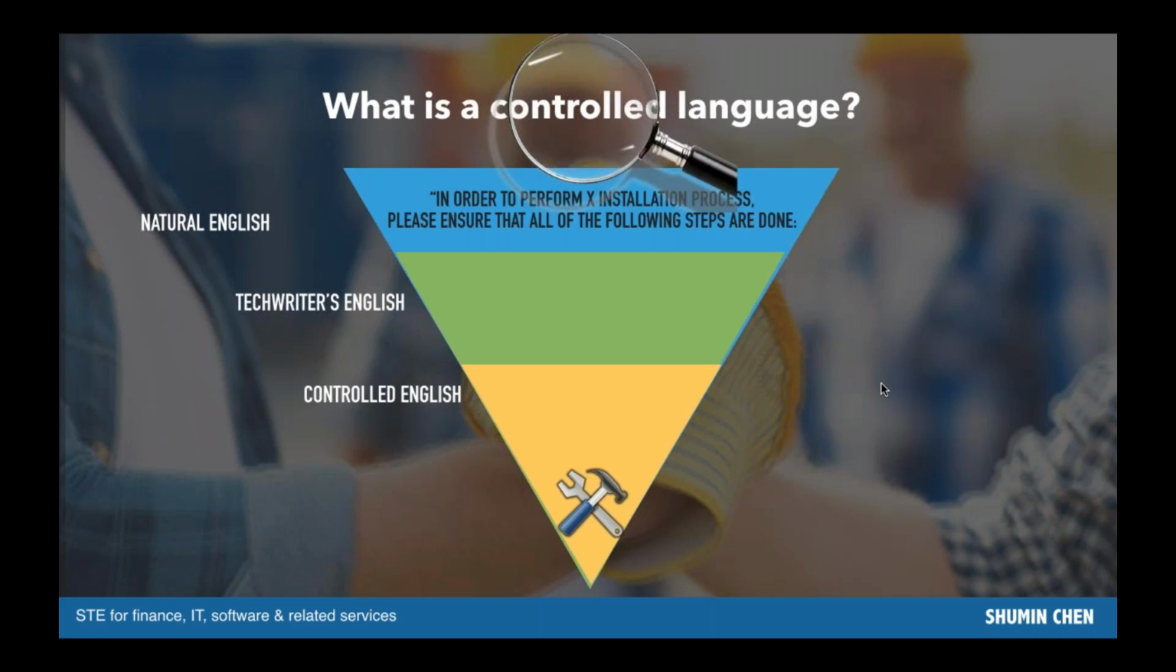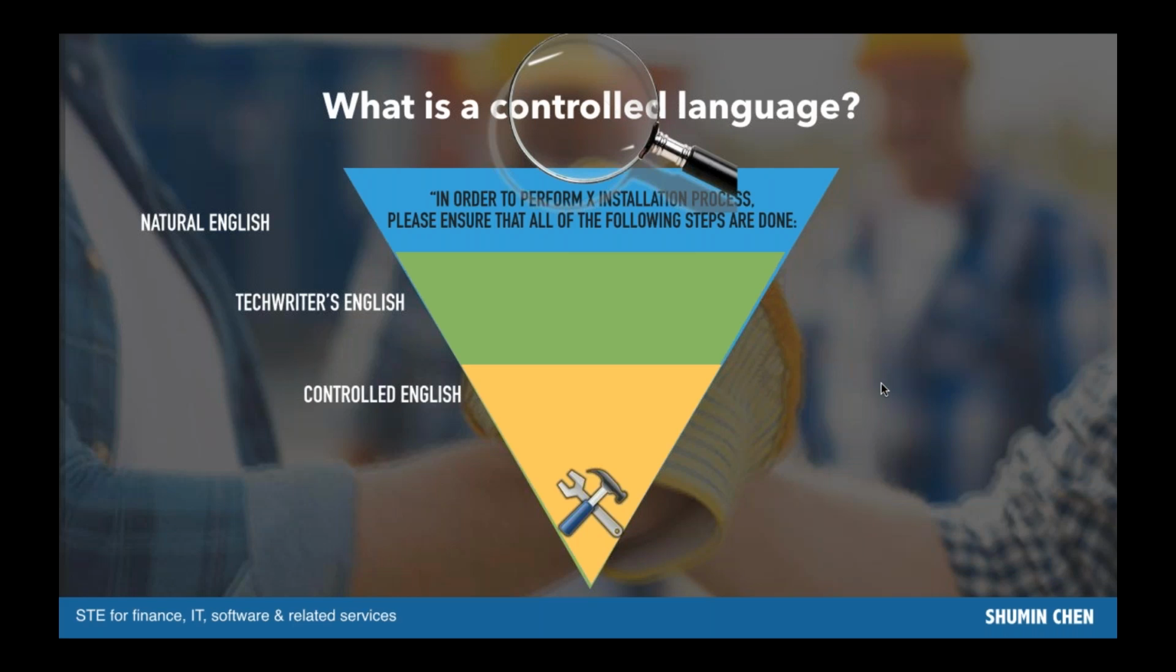So in natural English or standard English, as we would call it, as a tech writer, you would often say, in order to perform X installation process, please ensure that all of the following steps are done. If you've been writing for more than 3 years, it's very easy to get numb or immune to sentences like that, because this is really the kind of writing that you get within the technical writing industry.